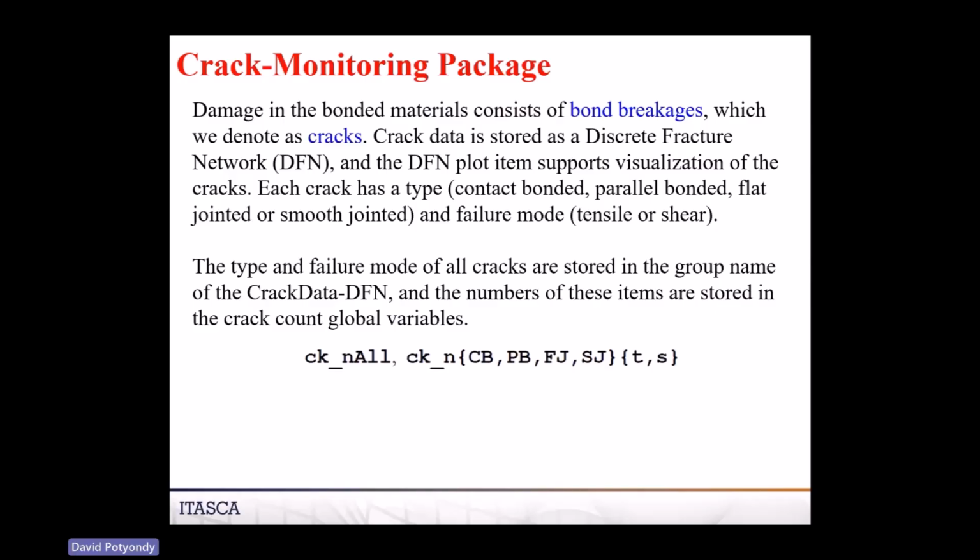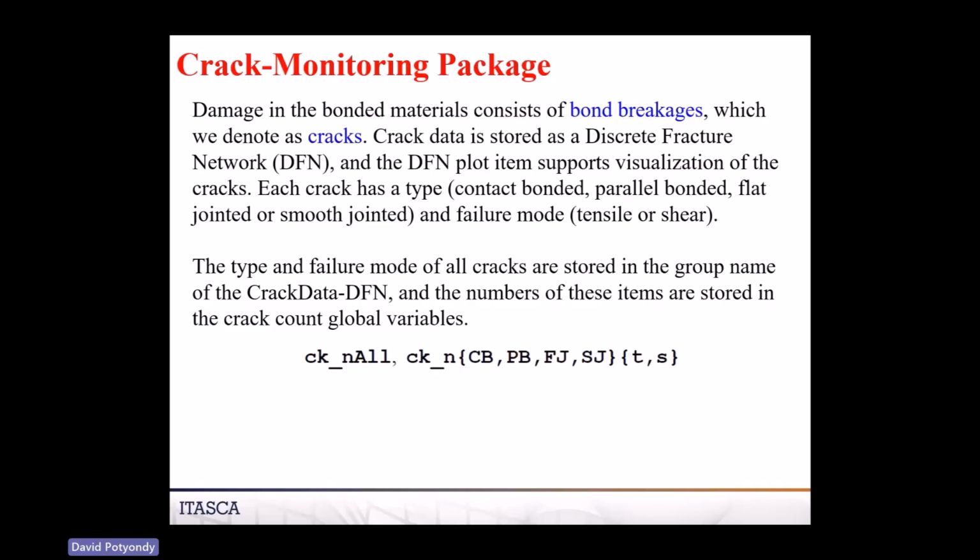There's a crack monitoring package. What this does is track every time a bond breaks. It takes that information and stores it internally as a big giant list. When a bond breaks, it keeps track of the 2 pieces that were connected and broke, the position it was at, and all these other things. It's then able to use that to visualize these cracks.